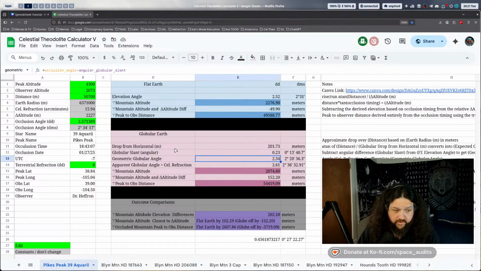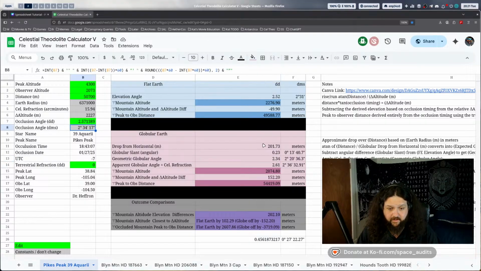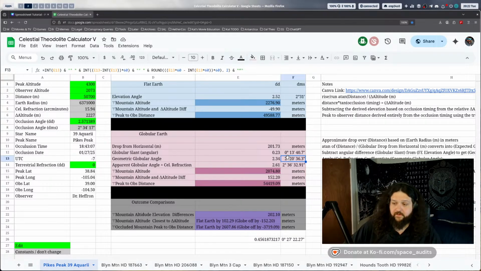The way that you can also do it is you could take the time of occlusion and subtract the drop in degrees from that, and it'll get you to 221 or 220.